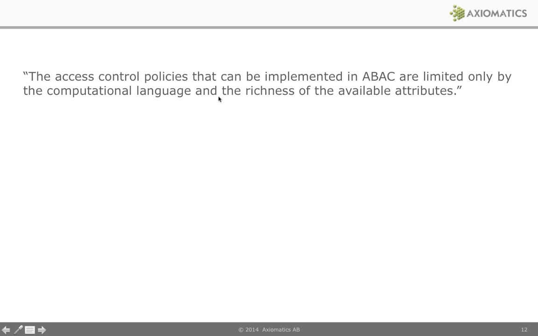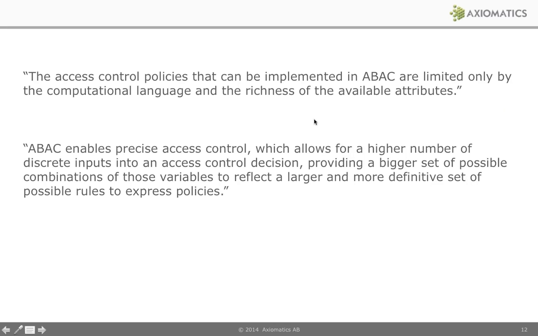So moving on further into the executive summary, there are some other interesting comments that they make here that we wanted to highlight. The access control policies that can be implemented in ABAC are limited only by the computational language in the policy language and the richness of available attributes. Certainly true. You can take in any number of attributes. Of course, the law of diminishing returns does apply here because you don't want to get too carried away with that. But also that ABAC enables precise control.